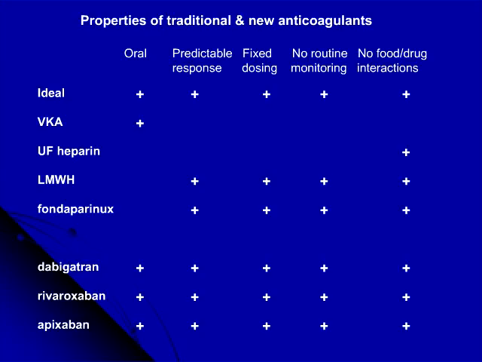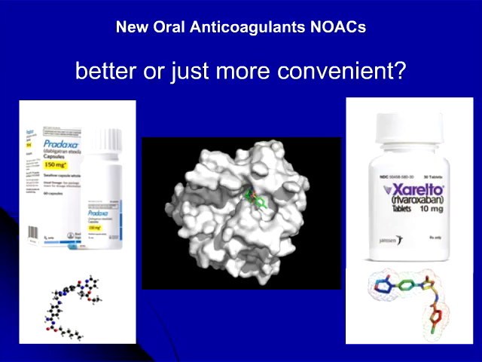So the new oral anticoagulant drugs, and I've listed 3 here, and for the purposes of the rest of this presentation, I've simply chosen Dabigatran as an example of a thrombin inhibitor and rivaroxaban as an example of a 10A inhibitor. And in fact, these drugs do fulfill many of the properties of an ideal anticoagulant drug. And they're certainly more convenient.